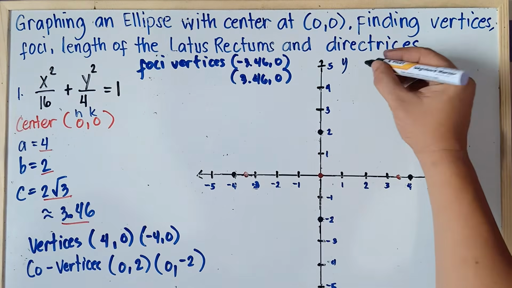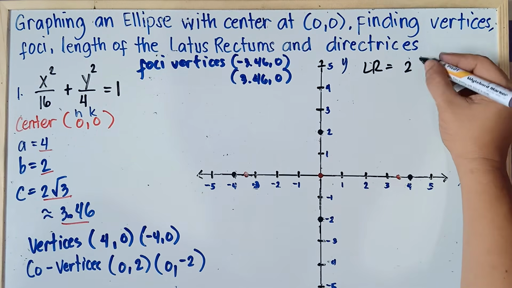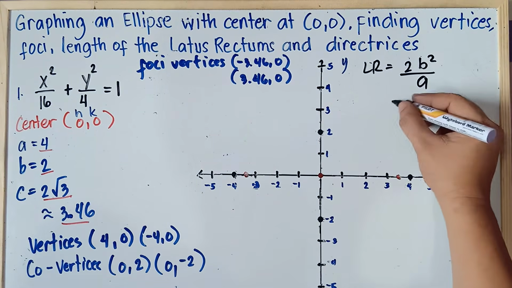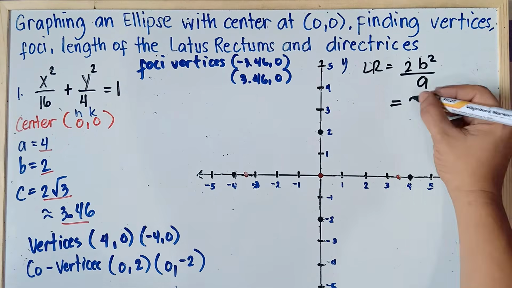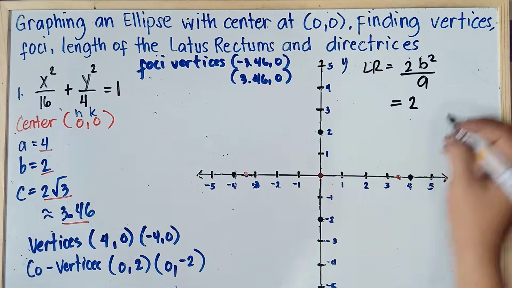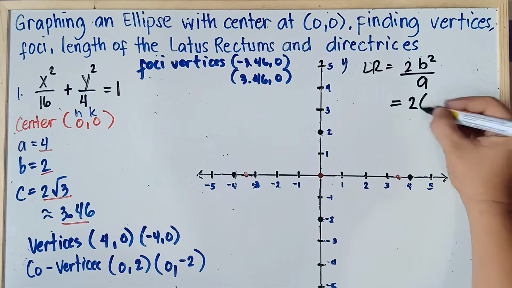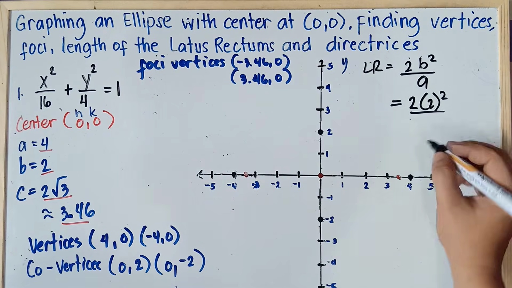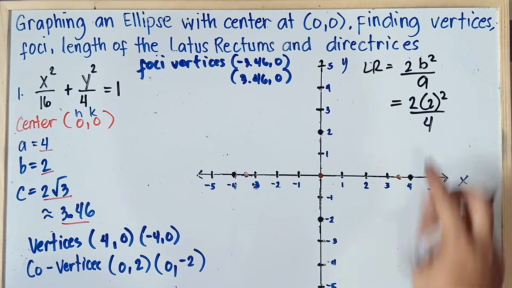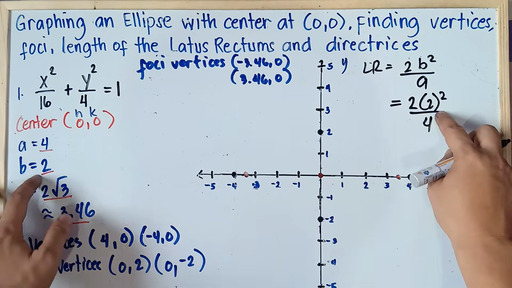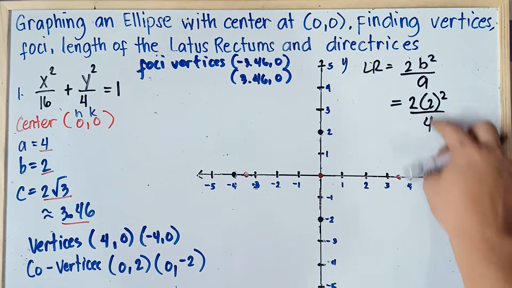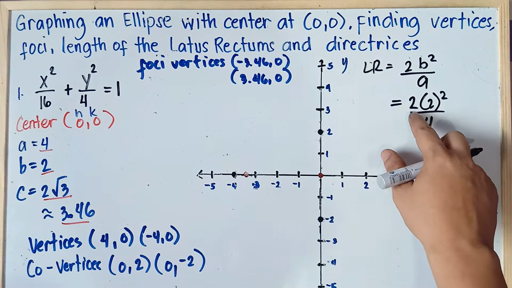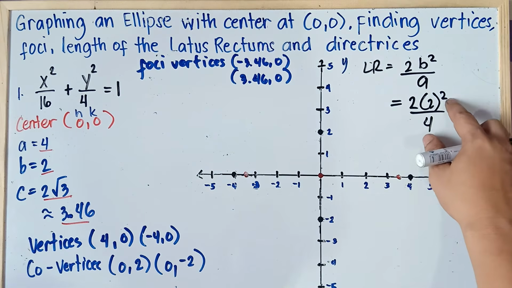The formula, once again, is latus rectum equals 2b squared over a. So copy 2, then substitute the value of b, that's 2, then squared, over our a, which is 4. Once again, 2 times b squared, with b being 2, over 4, our a. Do not multiply 2 and 2 first, class; it should be parentheses, exponent.